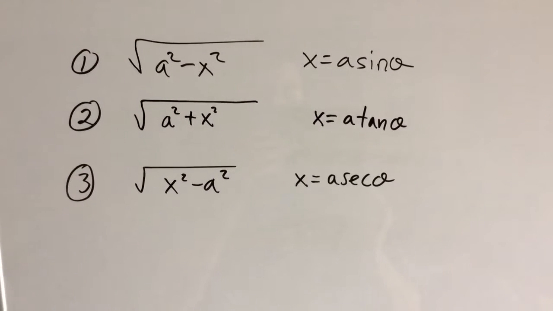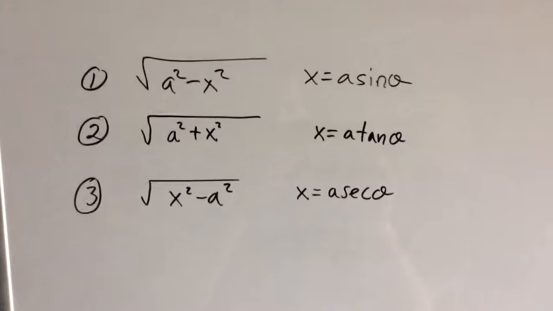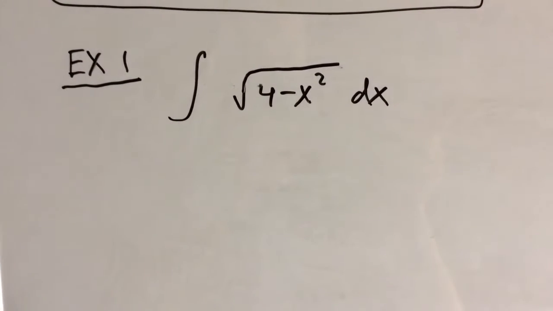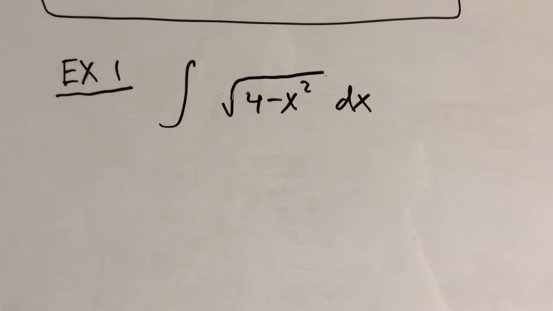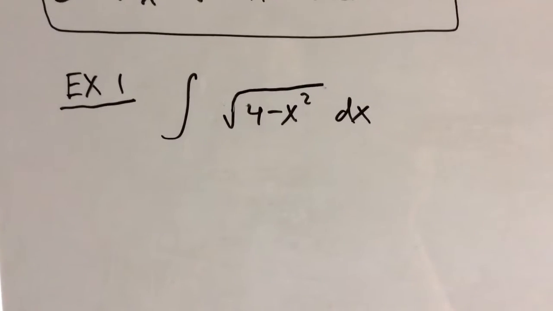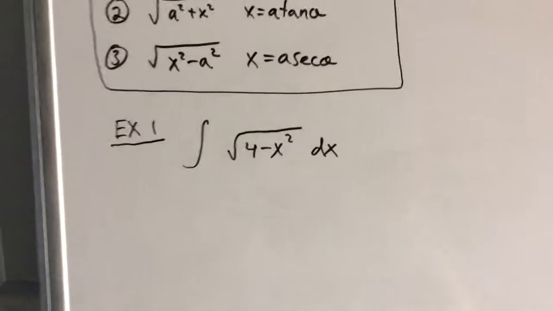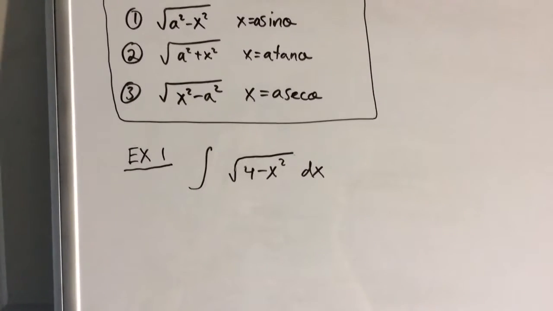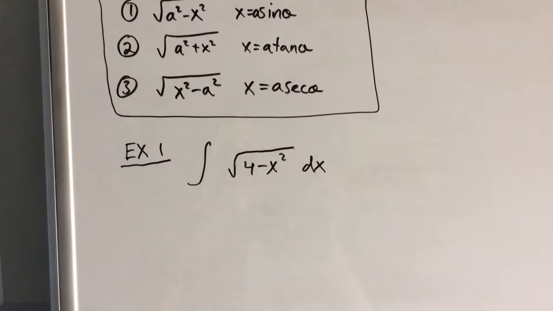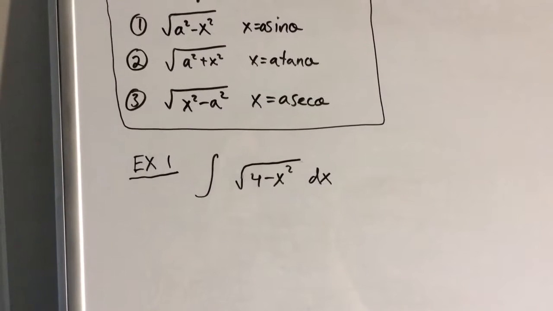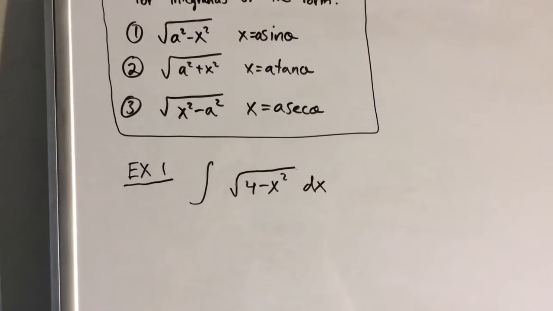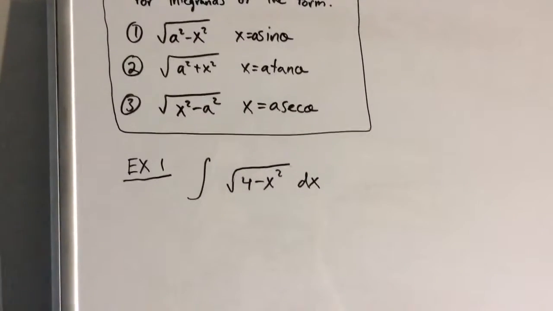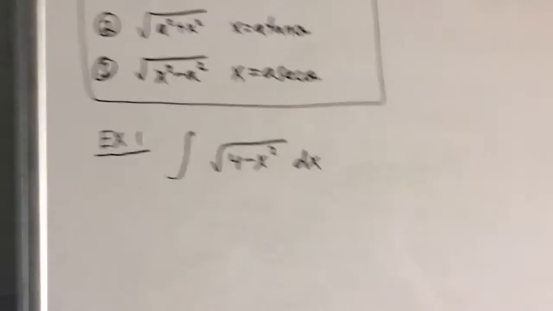So just remember those three formulas. Maybe write them down somewhere. Okay, so this is the first example. This is a basic trigonometric problem. Now, as I said earlier, we have to see which one of these three formulas it corresponds with. And we see that 4 minus x squared really corresponds with the first formula, which is x equals a sine theta. So we're going to use the first one.